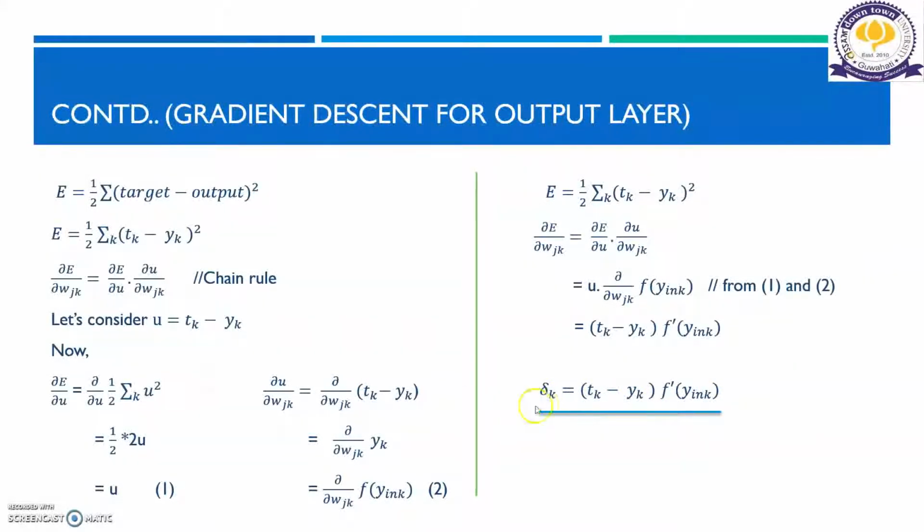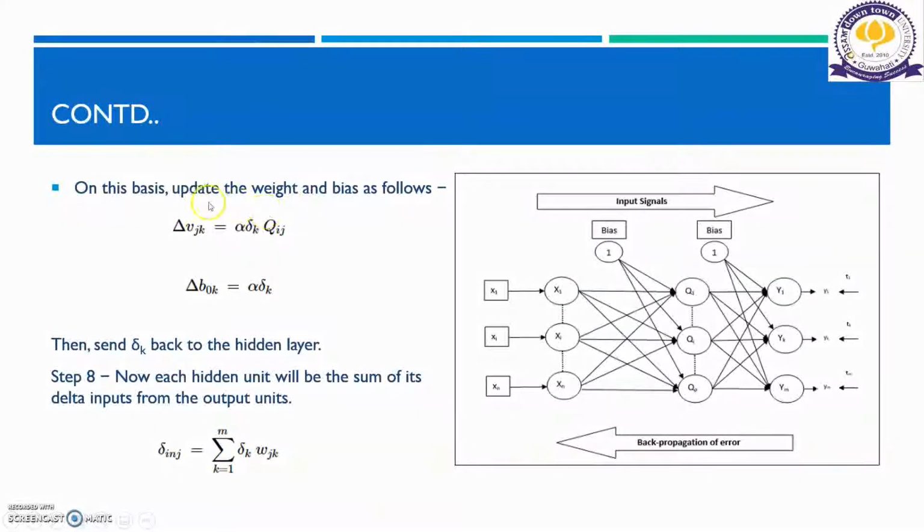So after calculating this error term delta k, we update the weights and bias using this equation. Here is the error term, alpha, delta k, and your input. This term is your gradient of weight, and here is the gradient of bias. Then this delta k, which is your error correcting term, is sent back to the hidden layer.